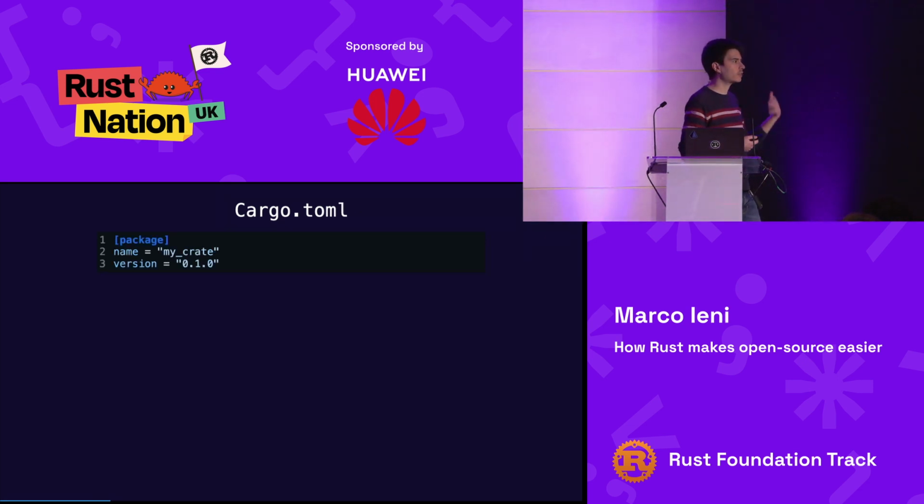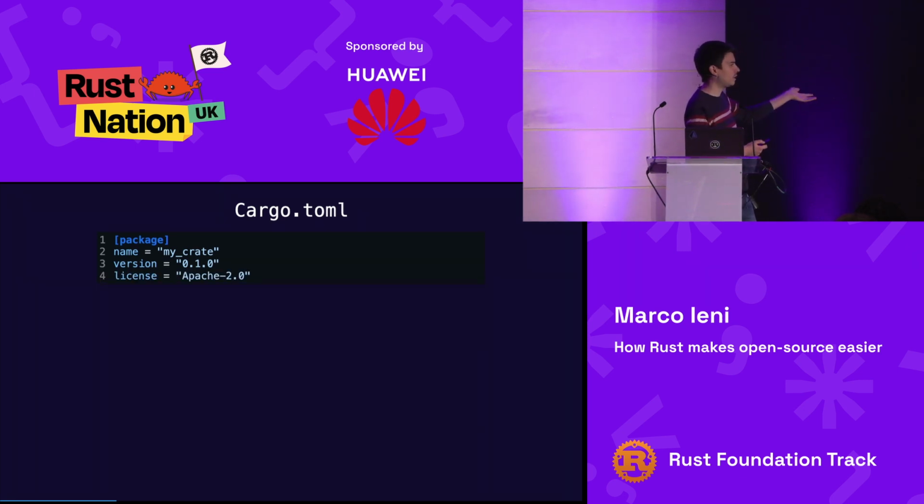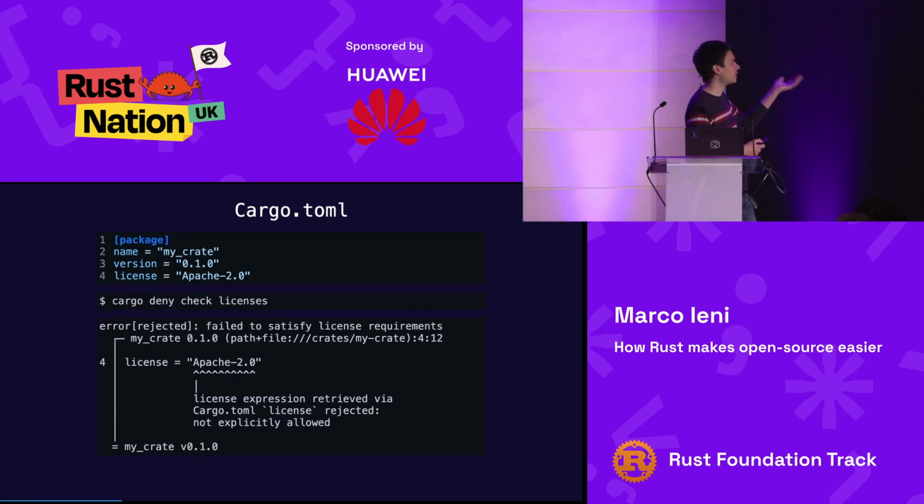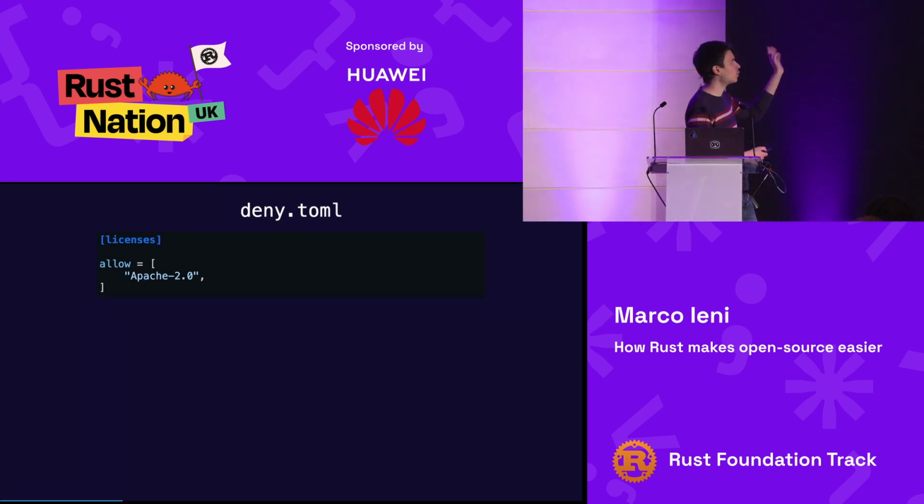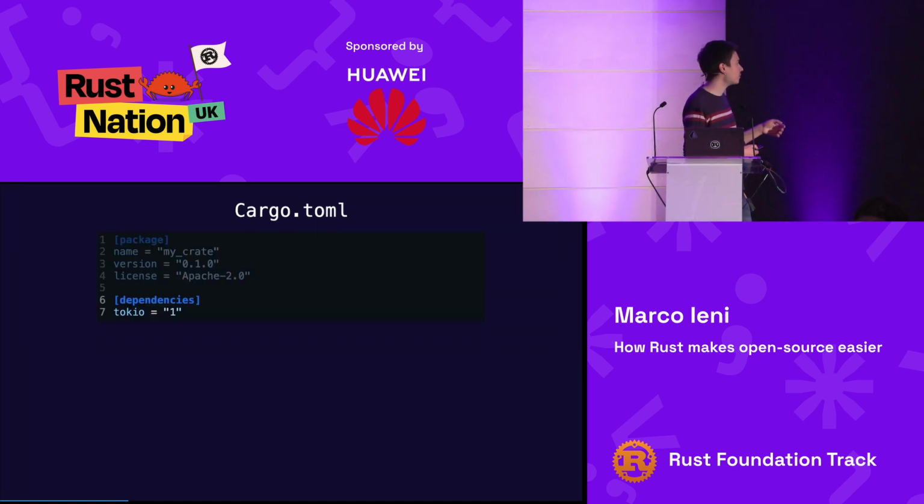So let's say that you are starting a new project called mycrate, and you run the command cargo deny check licenses. It will complain because your crate itself doesn't contain a license. So what you do is you add the license of your crate, you run cargo deny check licenses again, and you see that it complains again because Apache 2.0 is not in the licenses that you allowed. So what you can do is you go to the deny.toml file and you allow the Apache 2 license. Now, you run the command again and it works fine.